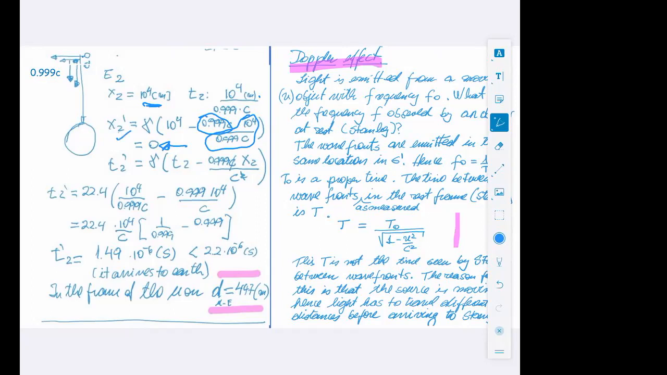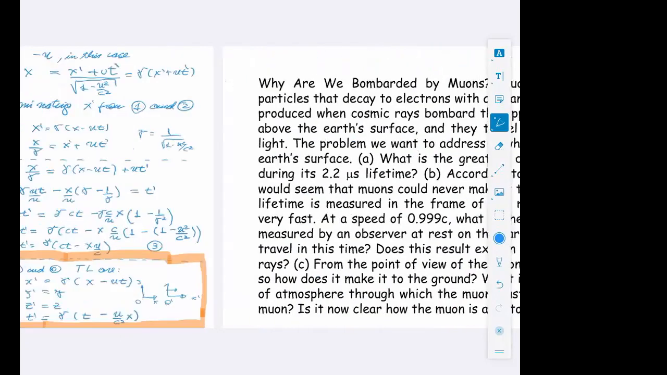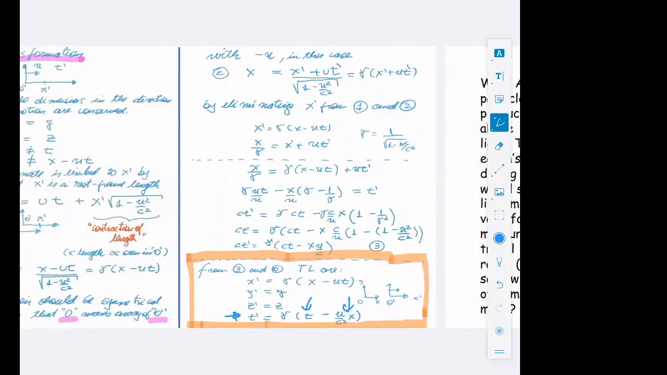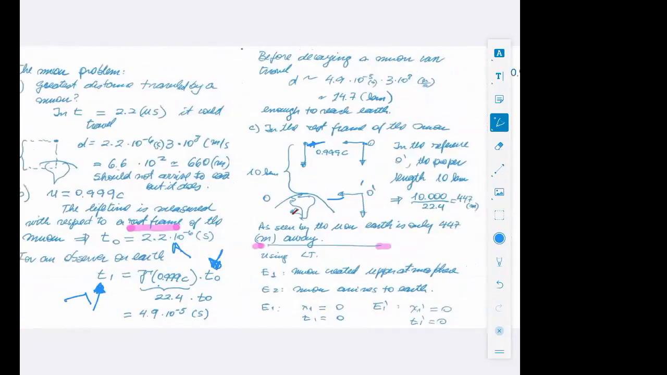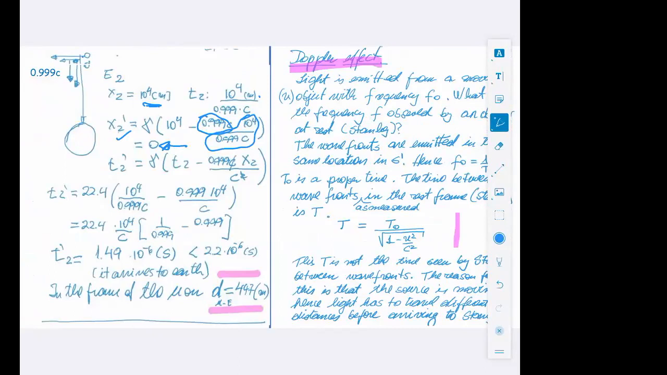But at the same time, I can get T2 prime, which is this expression here, gamma times (T minus UX over c squared). T I know, and X I also know. So I just replace everything in this expression. This is X2, I bring X2 down, and I write the whole thing and find the time. The actual time T2 prime is 1.49 times 10 to the minus 6 seconds.